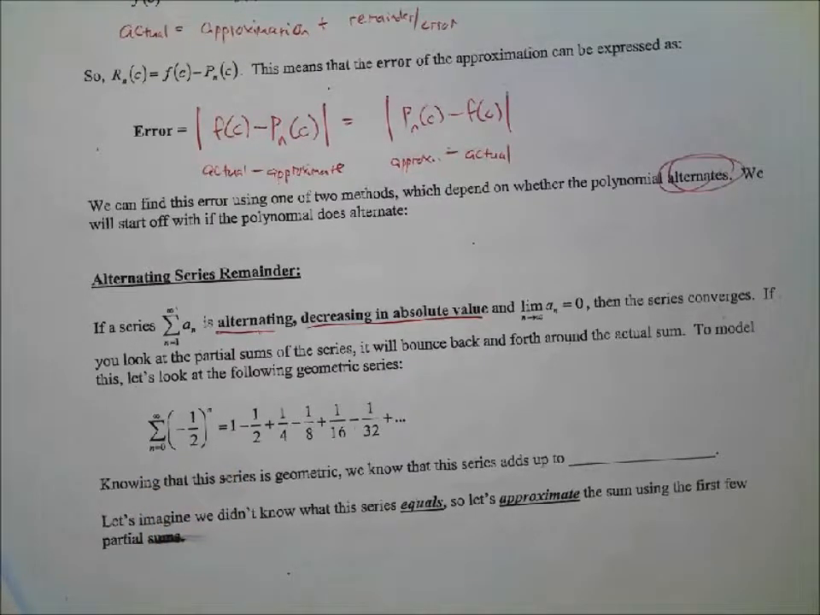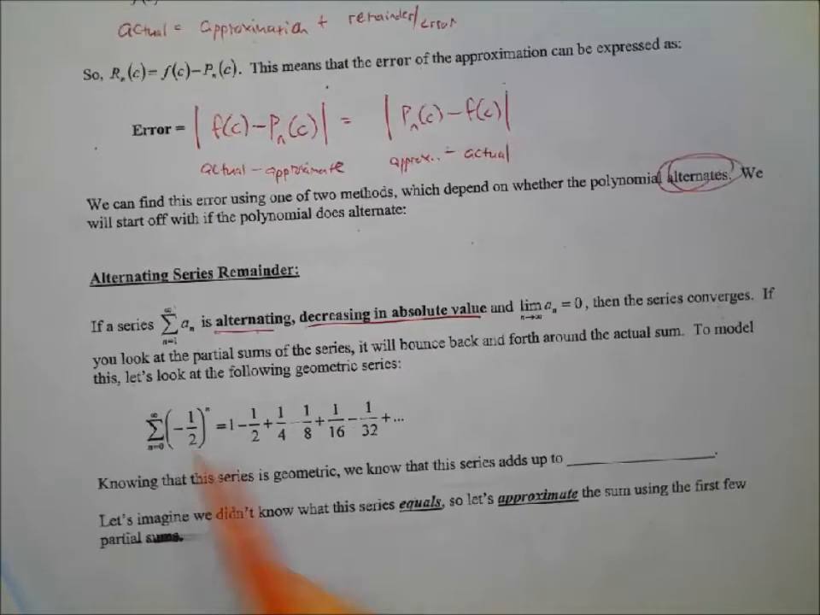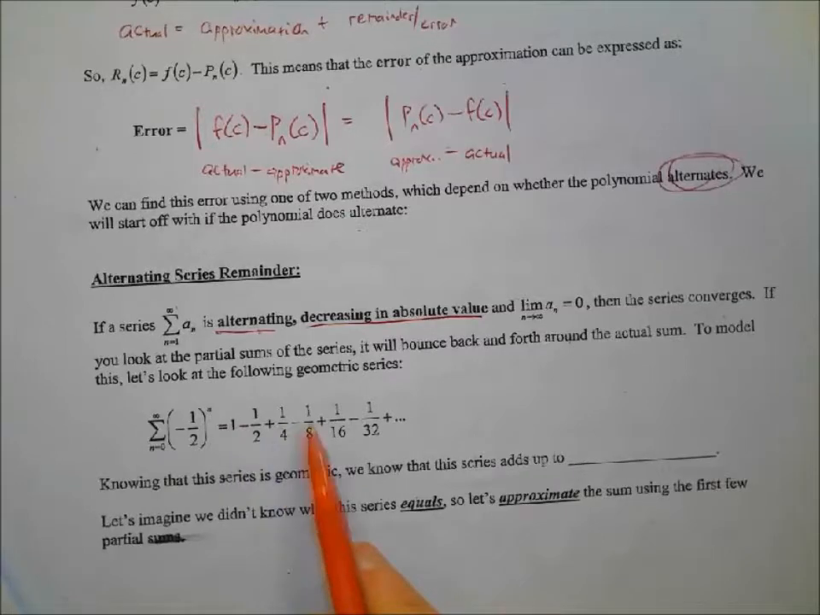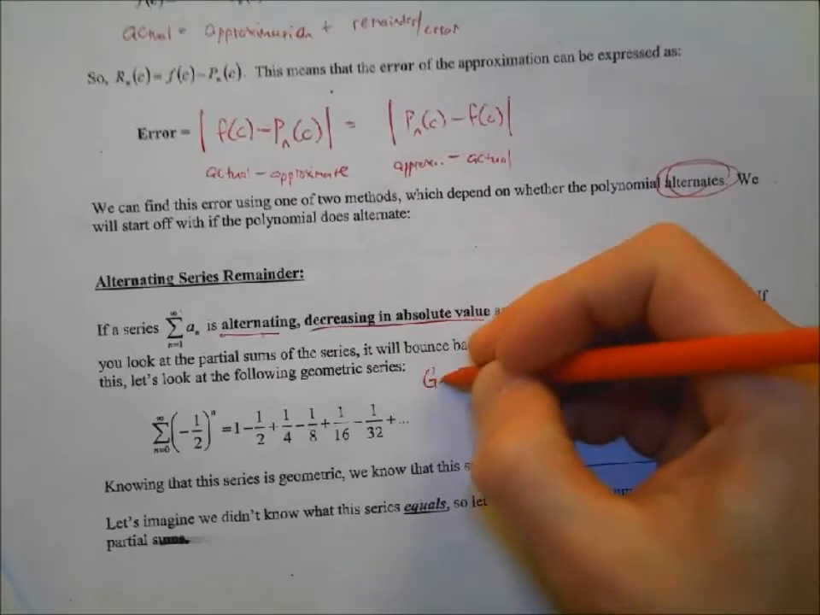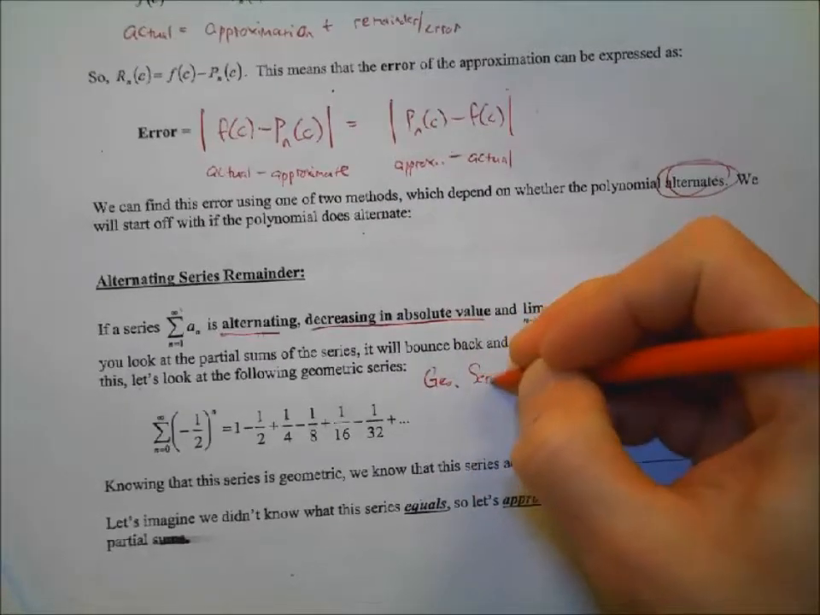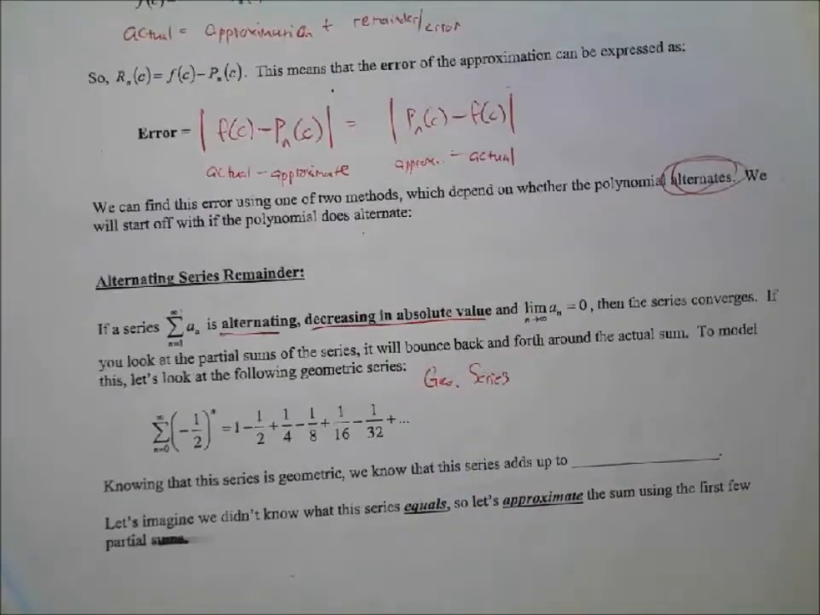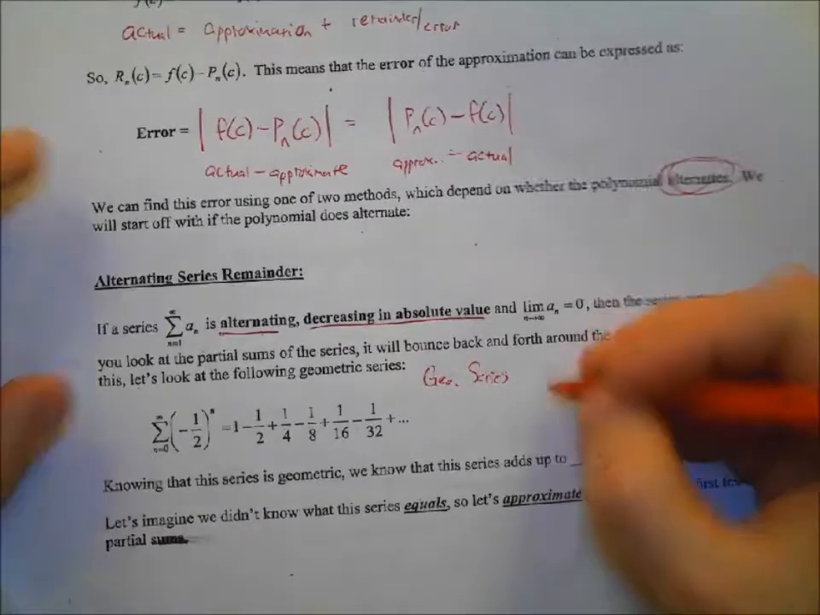Here's a geometric series, the sum of (-1/2)^n, and it alternates too, because of the negative. So it's going to be +1, -1/2, +1/4, -1/8, +1/16, -1/32, and so on and so forth. So we know this is a geometric series. And further, does this geometric series converge or diverge? Converge.